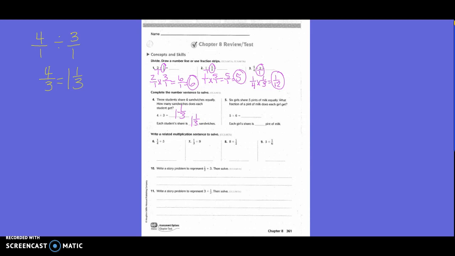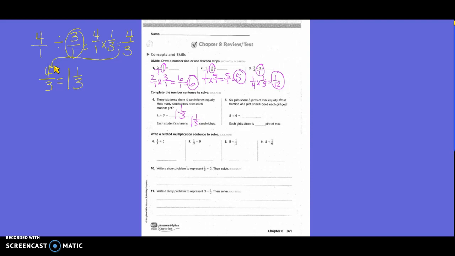Because if we had worked this out, we would have had 4 over 1 times 1/3, which equals 4/3. And is that not what we already had here? Yes. Okay. So it's just an easier way of getting your information.